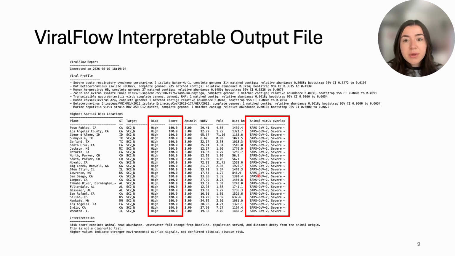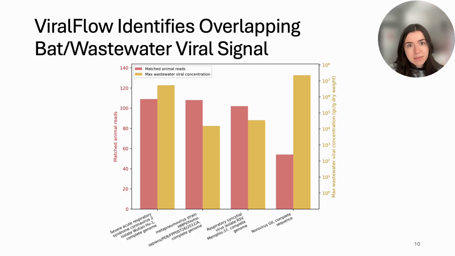And so no surprise here, we used bat data, so we have a lot of SARS-CoV-2 with very high risk. But overall, this table can be used to flag these wastewater plant locations between the animal and wastewater viral overlap, and again may prompt further public health investigation and surveillance at these locations.